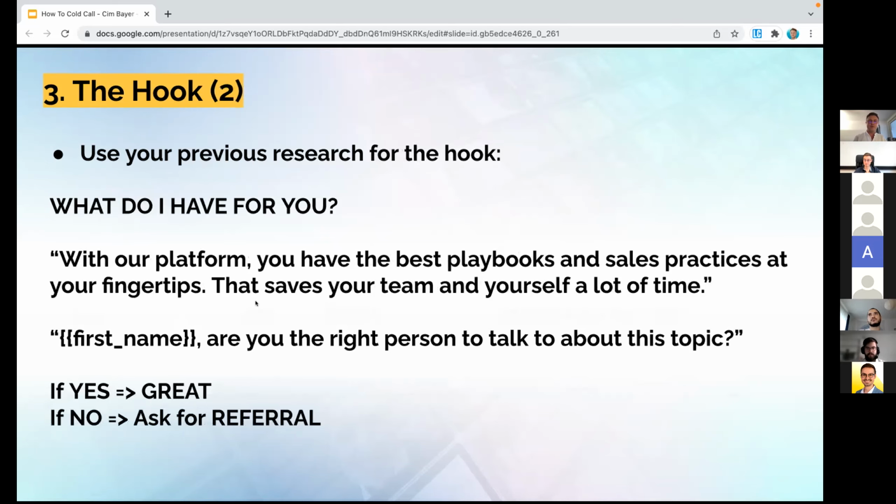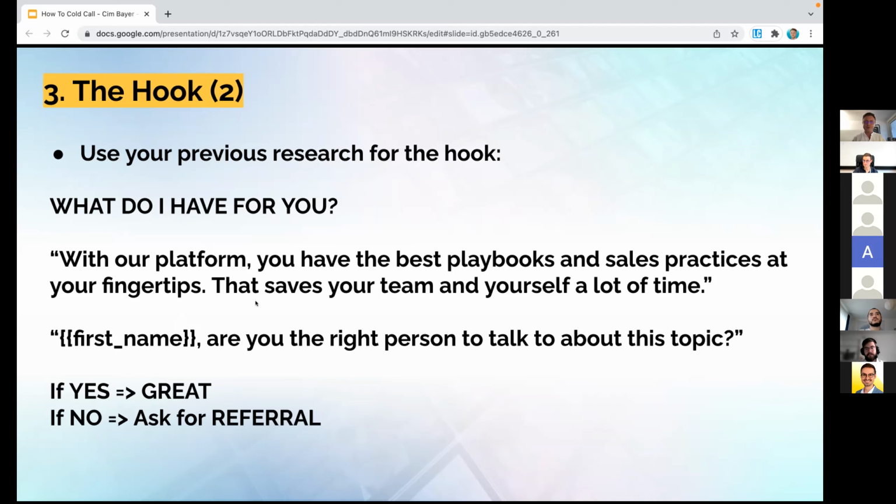And next to why I'm calling now, you should also answer, what do I have for you? Because the person on the other end would always think, okay, what does this guy want from me? Why is he calling me? And here you should answer what you have for him. I just put in as an example, with our platform, you have the best playbooks and sales practices at your fingertips that saves your team and yourself a lot of time. And then you can ask this question, yeah, Thomas, are you the right person to talk about this topic?